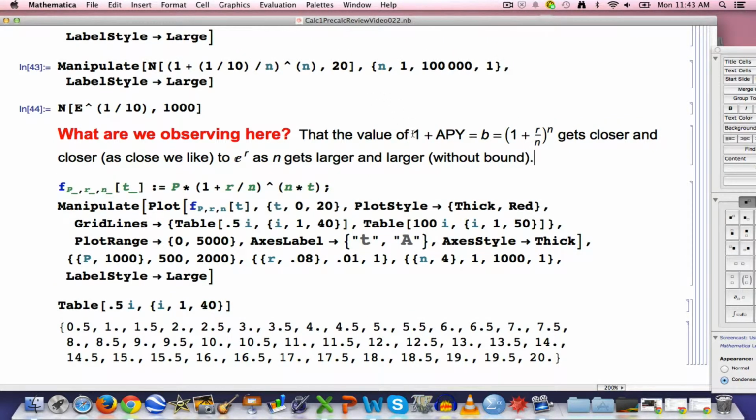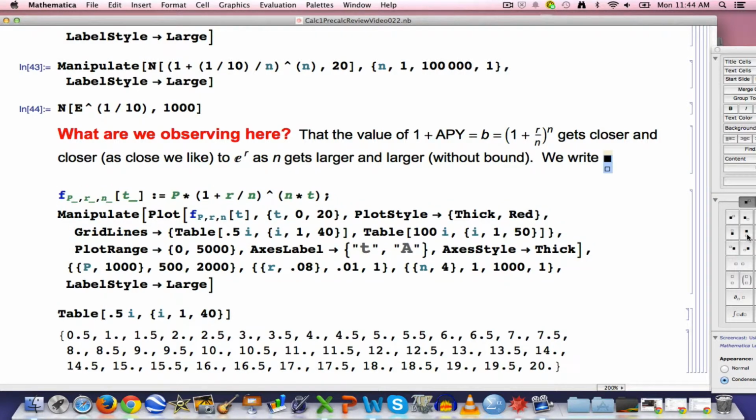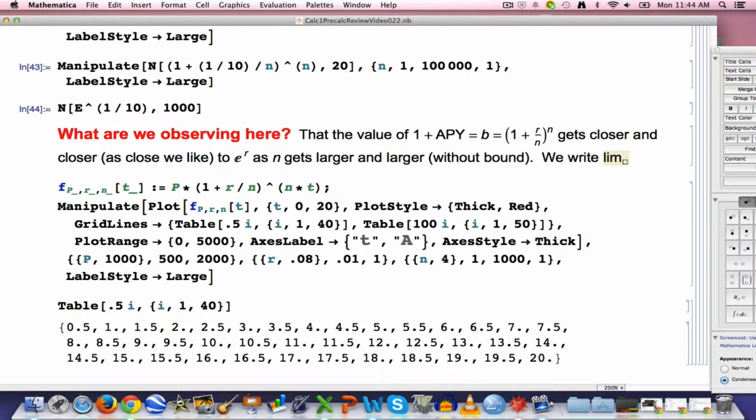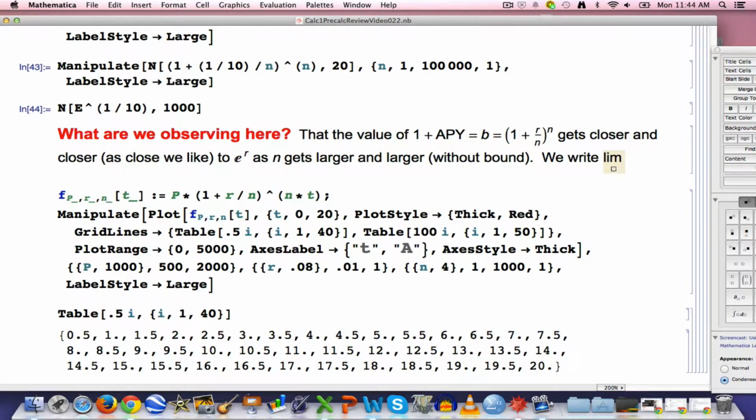The value of this thing, (1 + r/n)^n, the b, gets closer and closer to e to the r as n gets larger and larger. Here's the special notation. Here's limit notation. Anytime you see lim by itself in math, it almost always means limit. It's a limit of what? A limit as n goes to infinity, and here's the way you write n goes to infinity: you write an arrow, n arrow infinity.